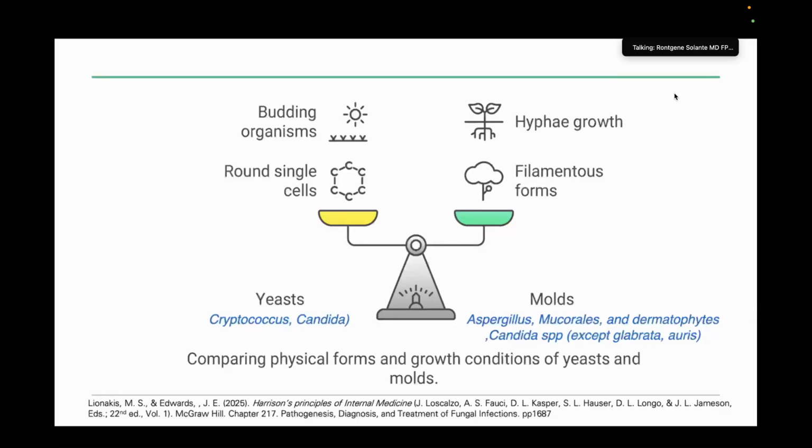Now, Candida species can be either a yeast or a mold depending on whether it is in the tissue or in the organ. Which means that Candida can be a budding organism and can also be a hyphal organism, except for the Candida species glabrata and auris. Commonly encountered molds, usually in the filamentous forms, are Aspergillus, Mucorales, and the dermatophytes.